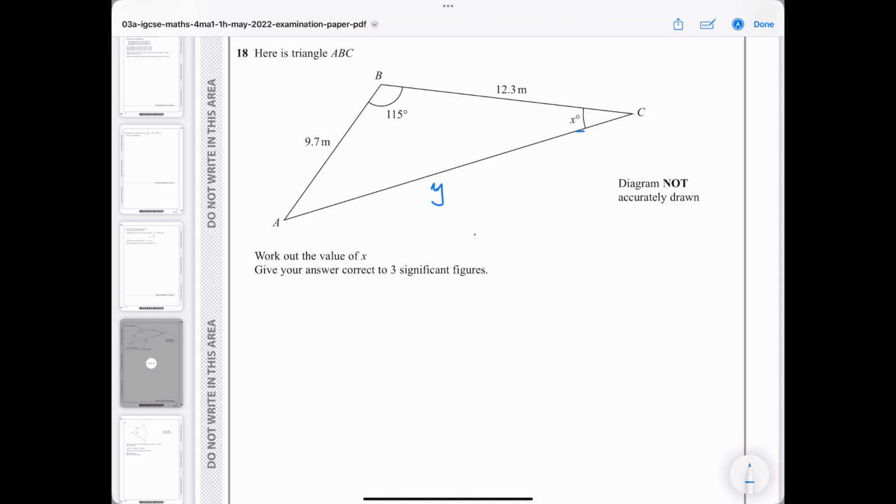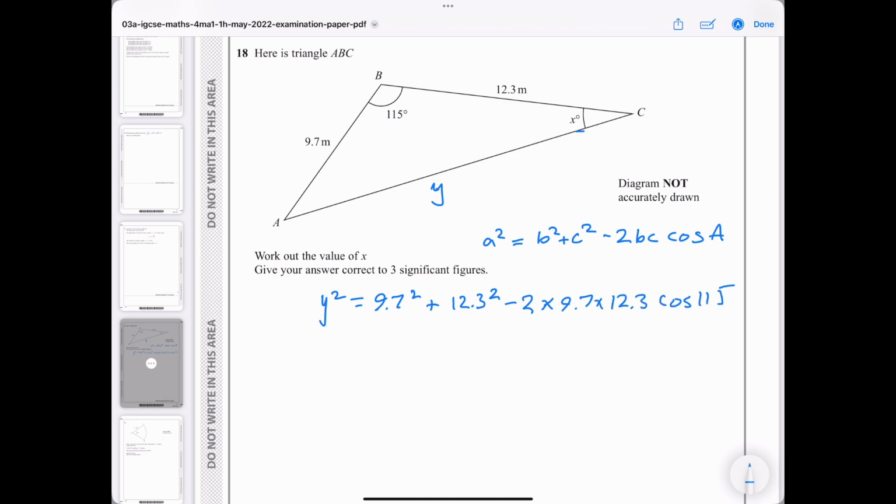So I'm going to start off by using the cos rule, which is that a squared equals b squared plus c squared minus 2bc cos A, which now works out as y squared equals 9.7 squared plus 12.3 squared minus 2 times 9.7 times 12.3 cos 115, and then you just need to square root it.